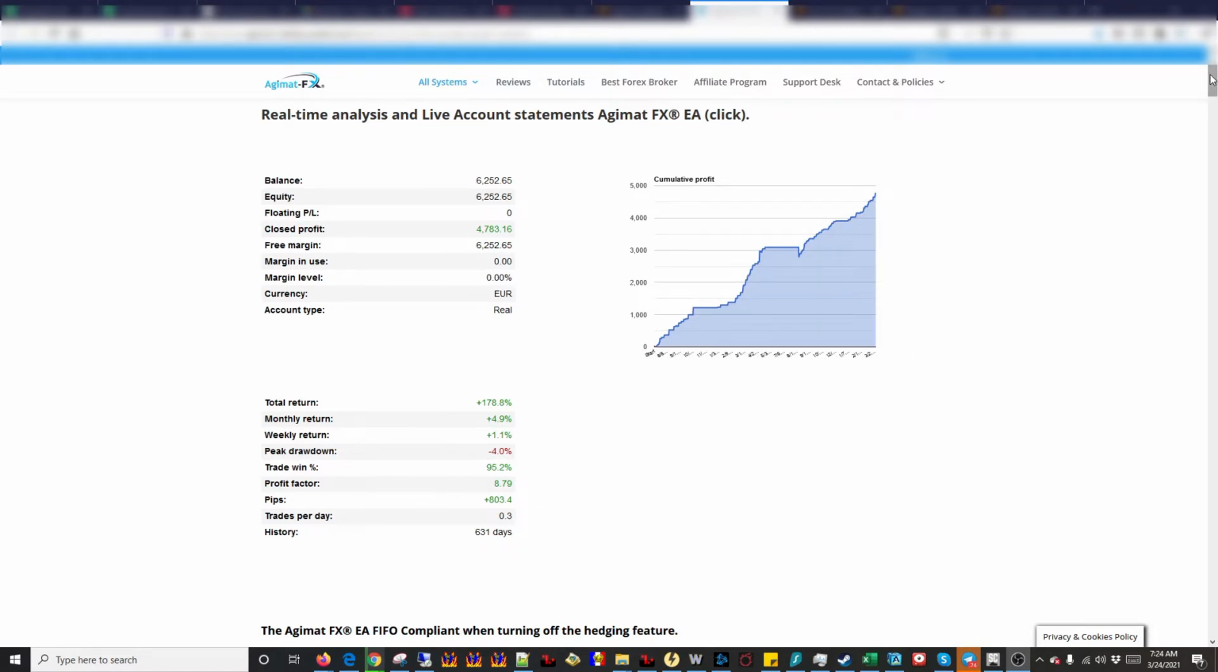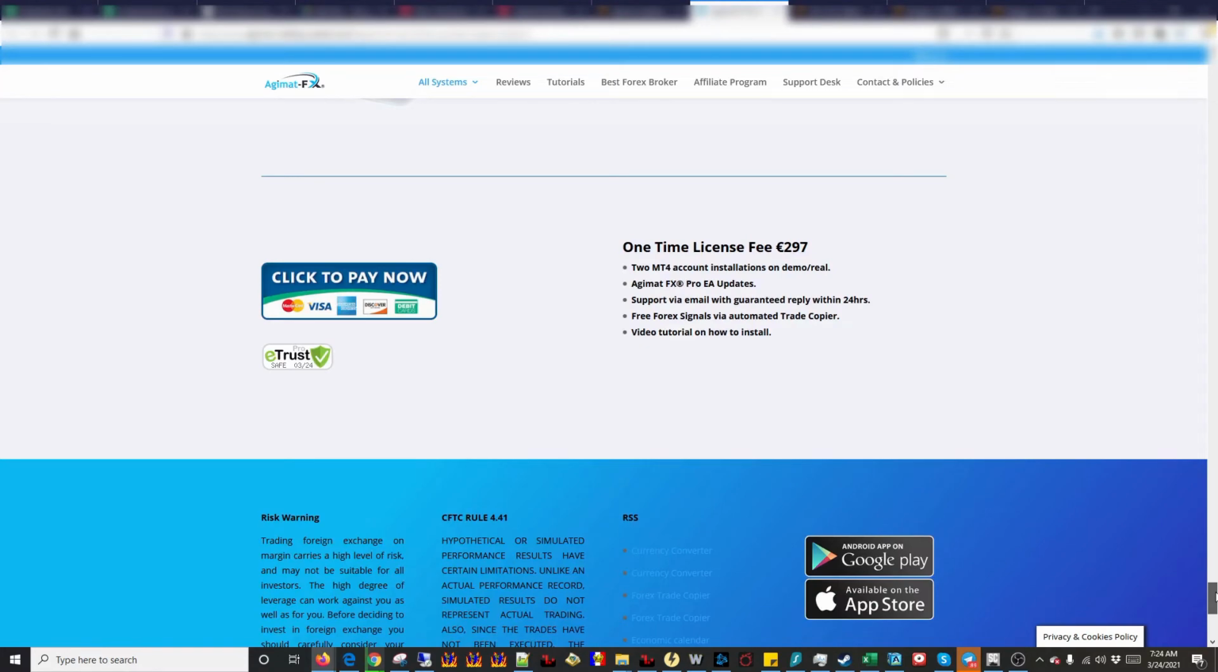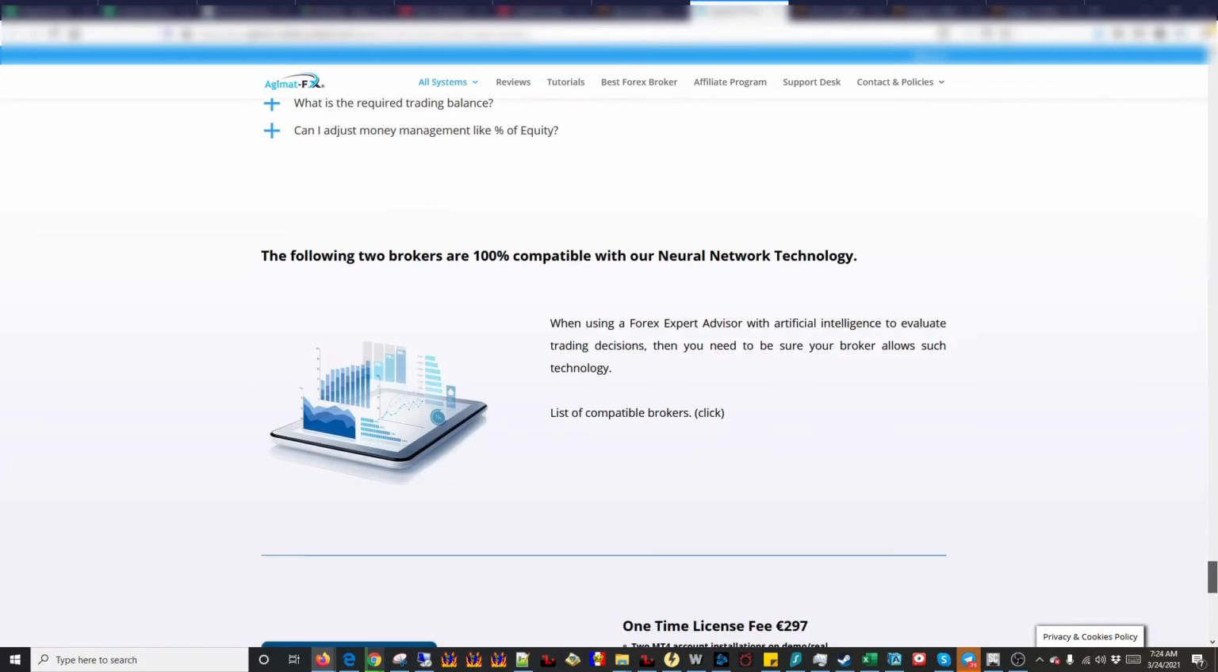So we see here the FX Blue website, and then if we scroll down, we can find that they're recommending a couple of brokers compatible with their neural net technology. I'm a software developer. I'm somewhat familiar with neural net technology, not an expert in it, but I would say that to think that there's any sort of advanced neural network driving this EA kind of makes me laugh out loud.